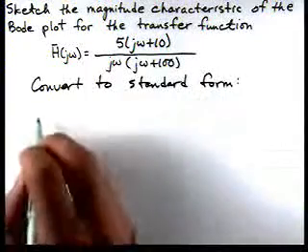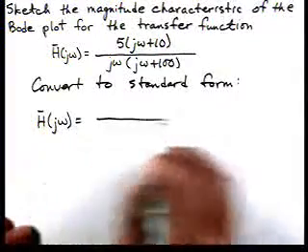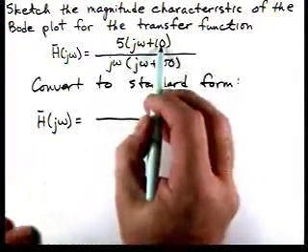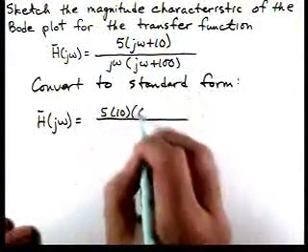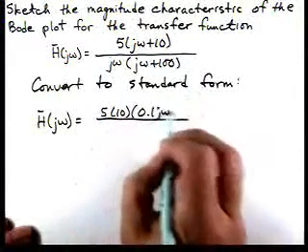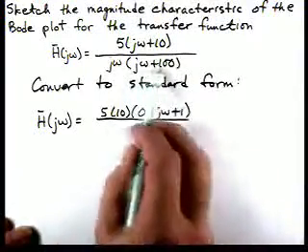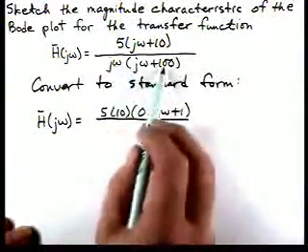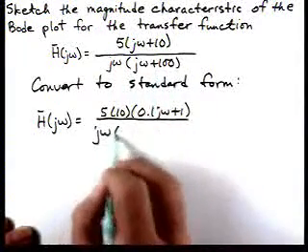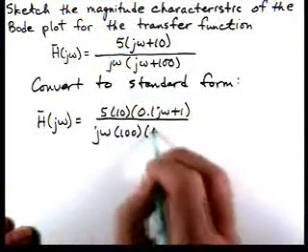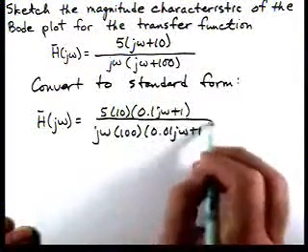In doing that conversion, for instance, we'll factor out a 10, so we'll have 5 times 10 times (0.1 jω + 1), and this term is now in standard form. To convert this one, we need to factor out 100, so we'll have jω times 100 times (0.01 jω + 1).